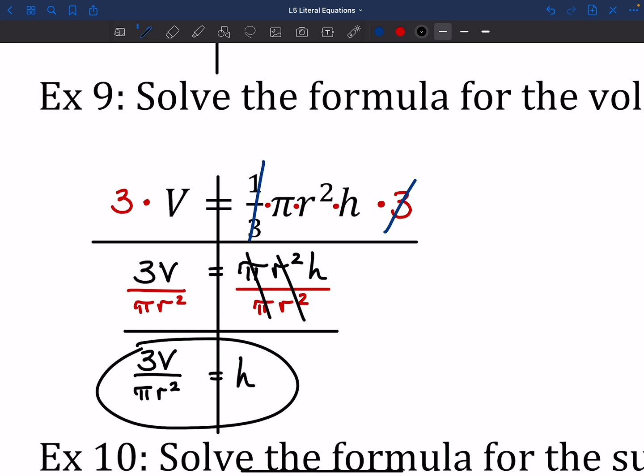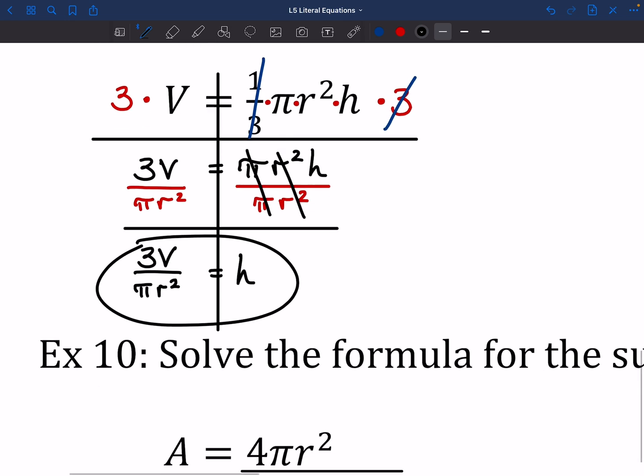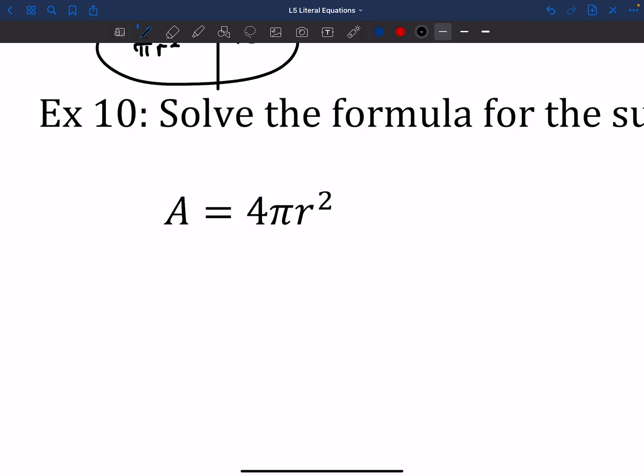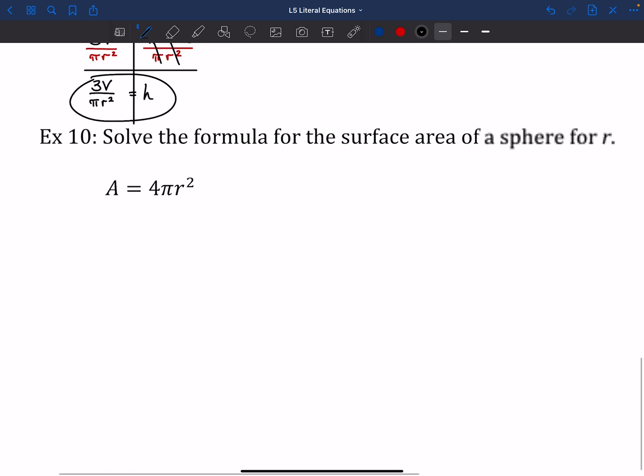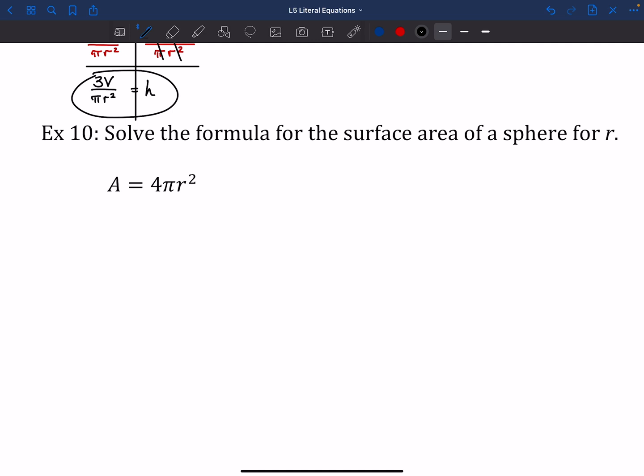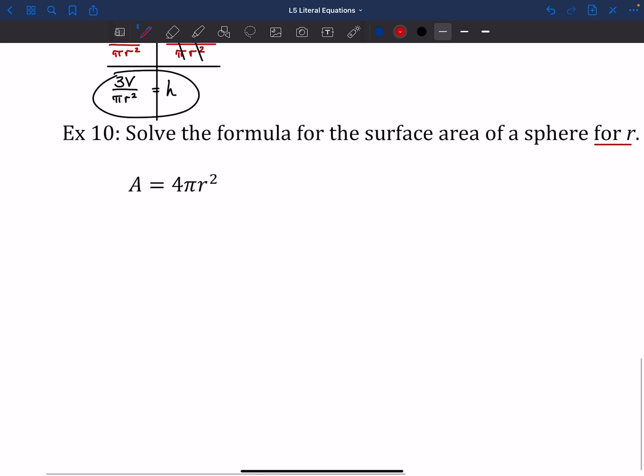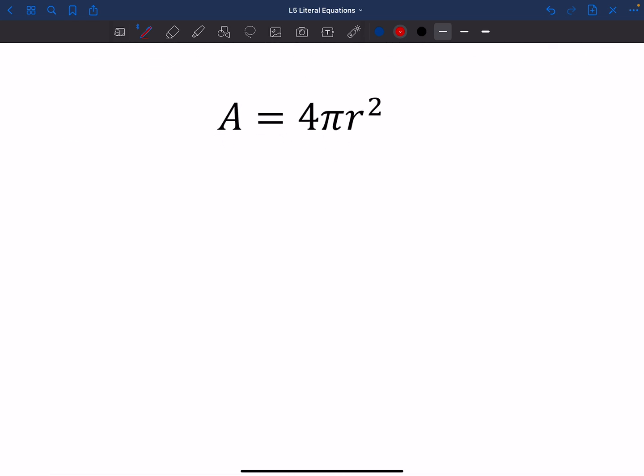And that is it. That's all we need to do. And by all we need to do, I mean, it was a couple steps, but you know. All right. And then last but not least, we want to solve the surface area of a sphere for r, right? So again, keep a real close eye on what you're solving for. I want to get the r all by itself.